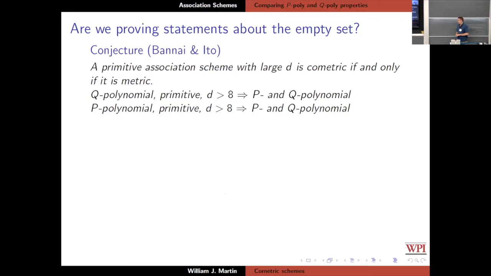Bannai and Ito conjectured that if you have a very large number of classes, then P-polynomial and Q-polynomial coincide. Every primitive distance regular graph of diameter, I think larger than 8, I forget what the cutoff was, but very large diameter, is going to be Q-polynomial. And every primitive Q-polynomial scheme with a large number of classes is going to come from a distance regular graph. Okay? So I'm not going to offer you examples of Q-polynomial schemes with large diameter because this would be a very different talk if I had such examples.